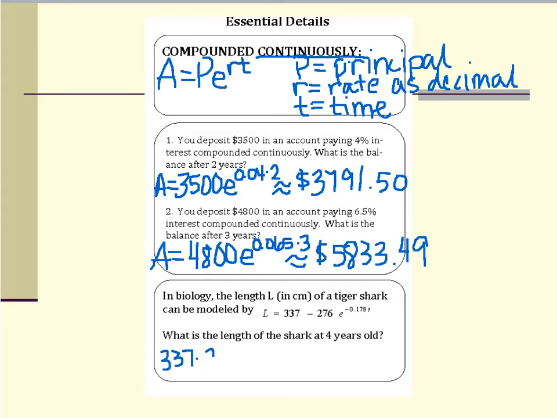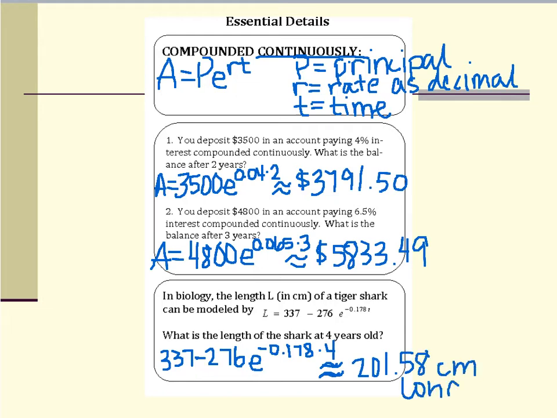333 minus 276 e to the negative 0.178 times our t is 4 for 4 years. And if you put that into your calculator, you're going to get approximately 201.58, and that's centimeters, it's that many centimeters long.